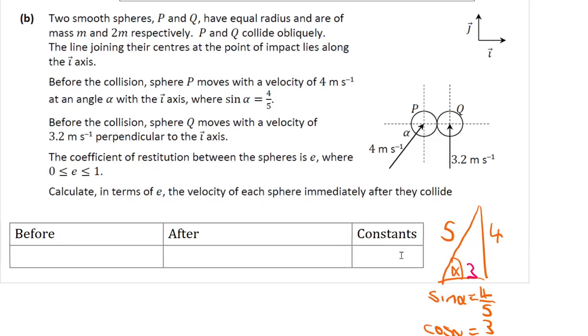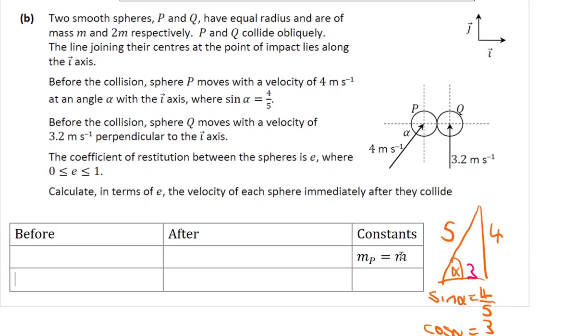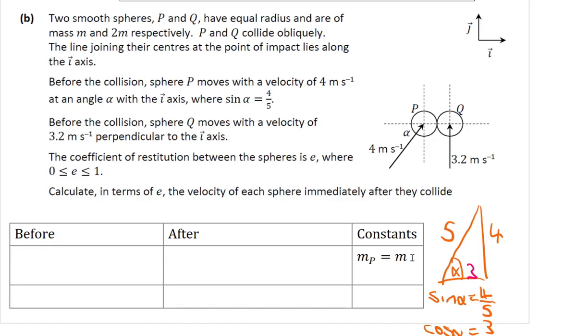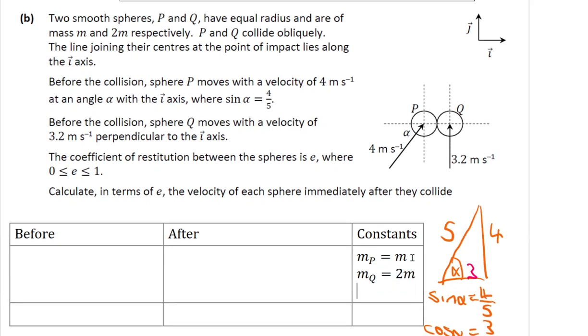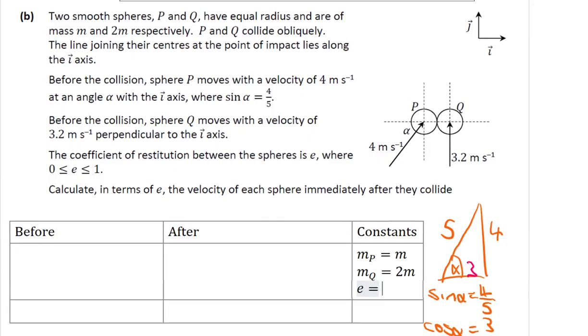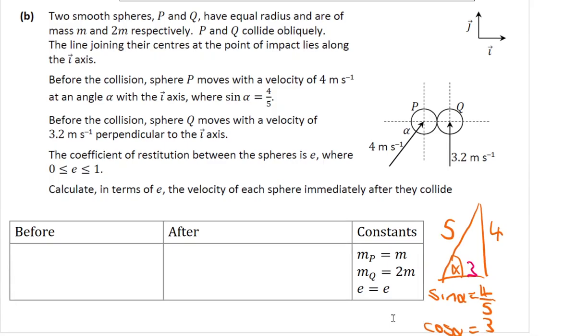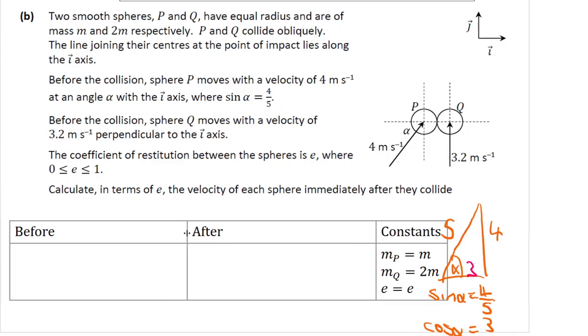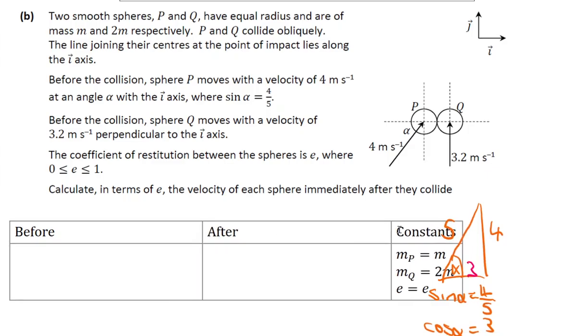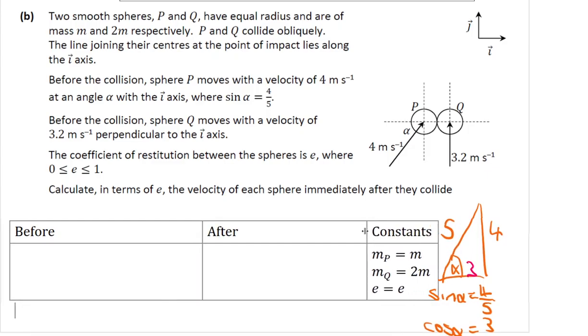So the constants we have going on here are the mass of P, which is m, the mass of Q, which is 2m, and e, which is e, because we don't know what e is. They're the constants we have to work with, which are constant. They are the same before and after any collision.